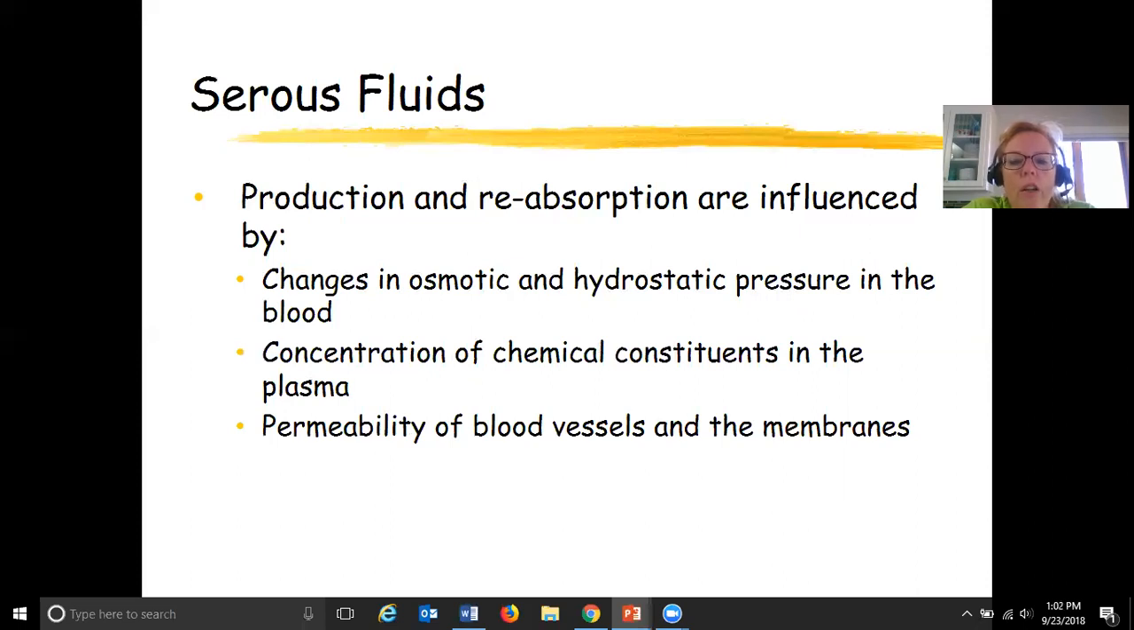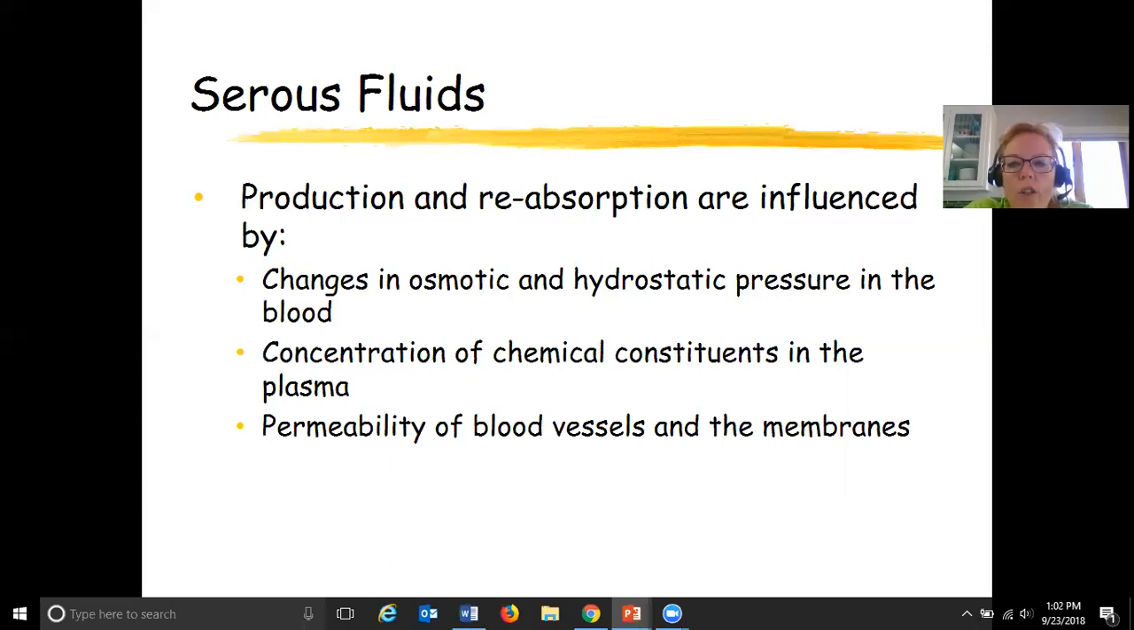And then also production and reabsorption are influenced by the permeability of the blood vessels and the membranes. So if they allow more stuff to go through, it may reabsorb at a different rate or produce at a different rate. So usually those are in balance, production and reabsorption, and we'll talk about what happens when they're not in balance.